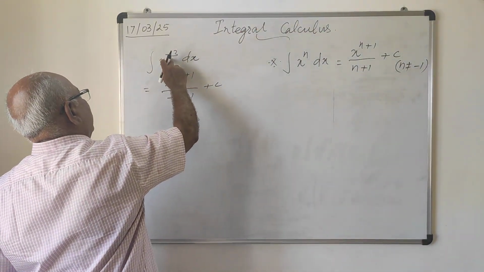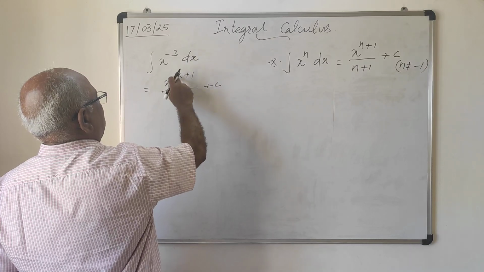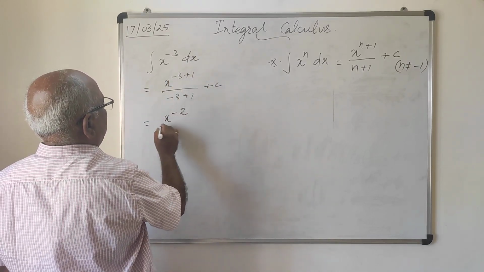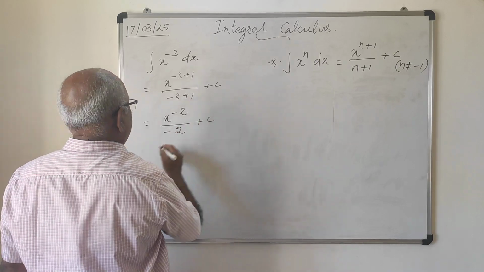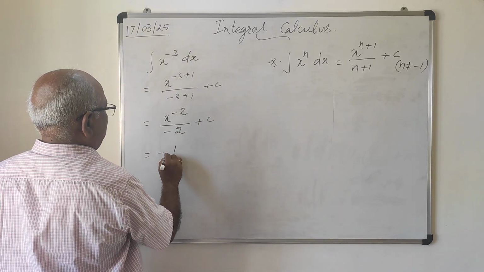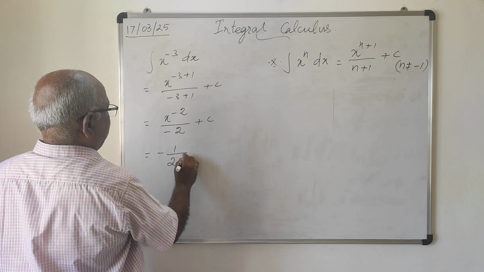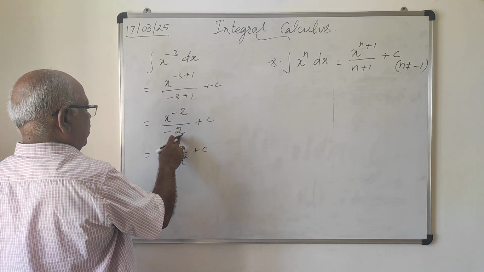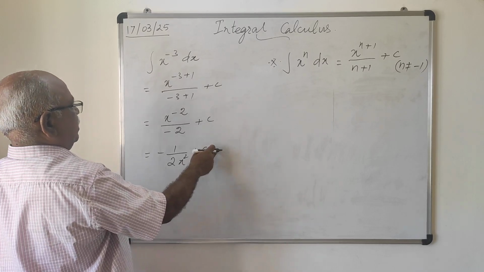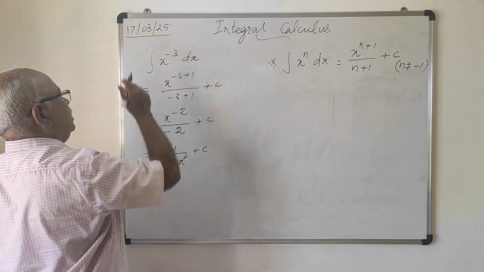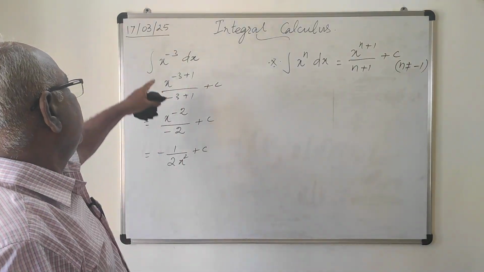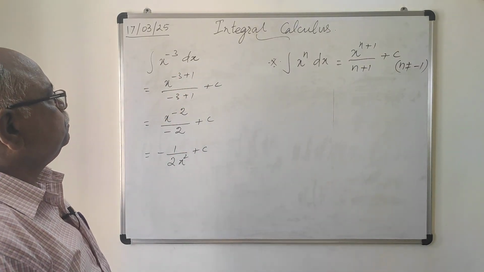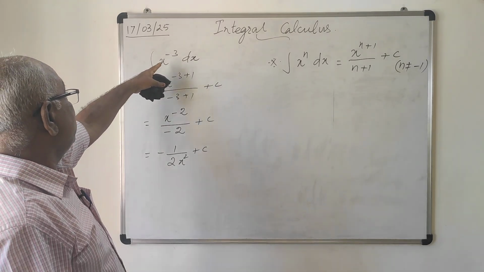So integral x power minus 3 dx is x power minus 3 plus 1 by minus 3 plus 1. X power minus 3 plus 1 is x power minus 2 by minus 2 plus c. This is equal to minus 1 by 2x square plus c. You can write x power minus 2 as 1 by x square, and with the 2 already in the denominator, minus 1 by 2x square plus c is the answer for integral x power minus 3 dx. This is another example where n is a negative integer.